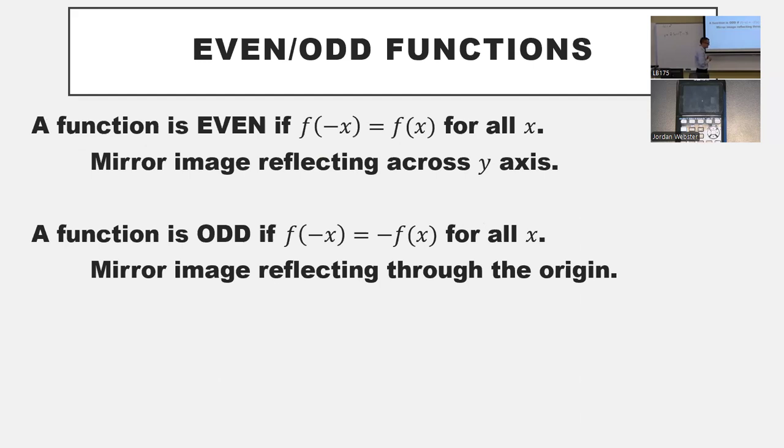I kind of hinted at this earlier about the fact that when you flip across the y-axis, the absolute value function didn't change, because the absolute value function is a mirror image of itself reflecting across the y-axis. The fancy word for that is that the absolute value function is an even function.